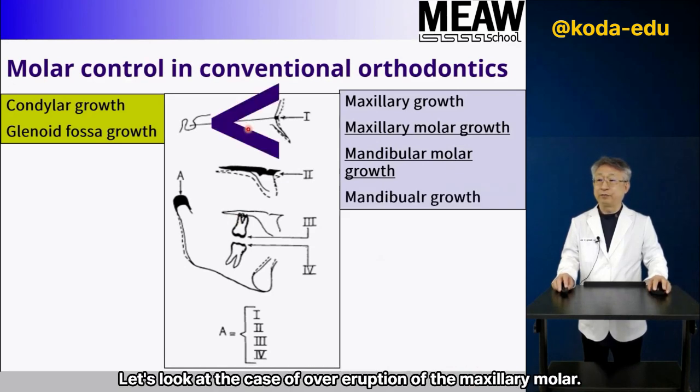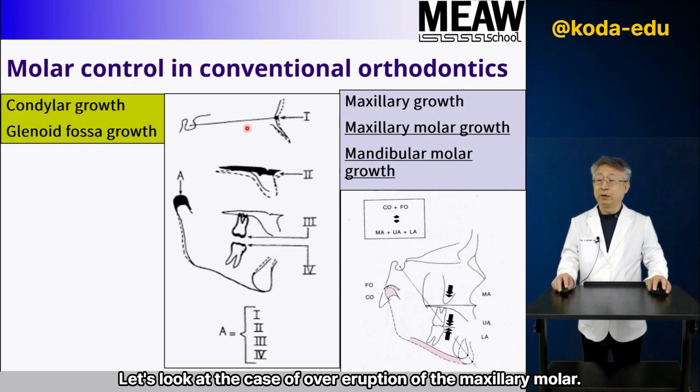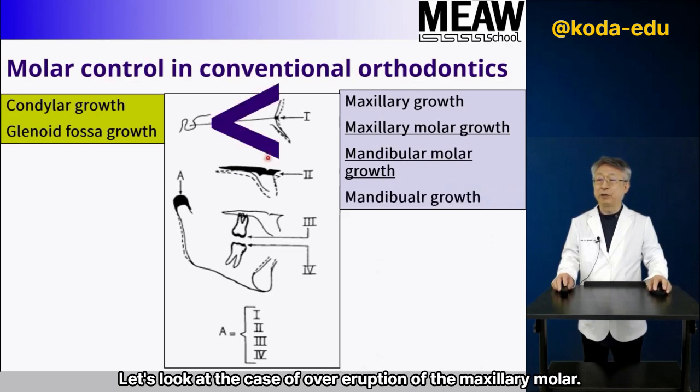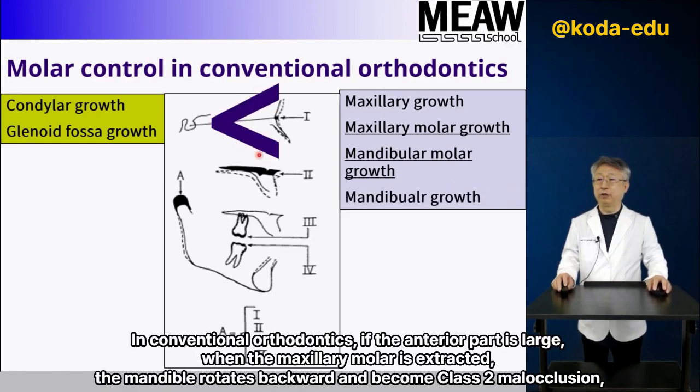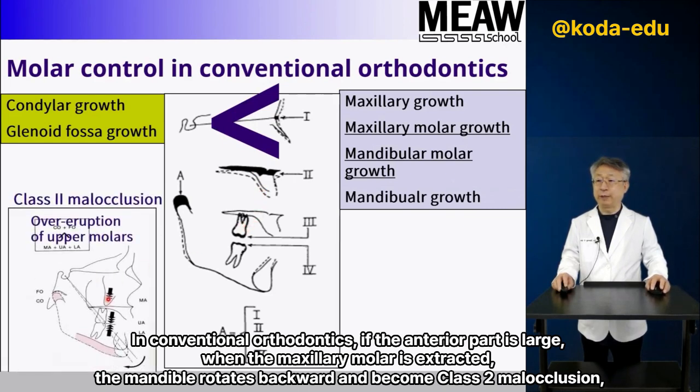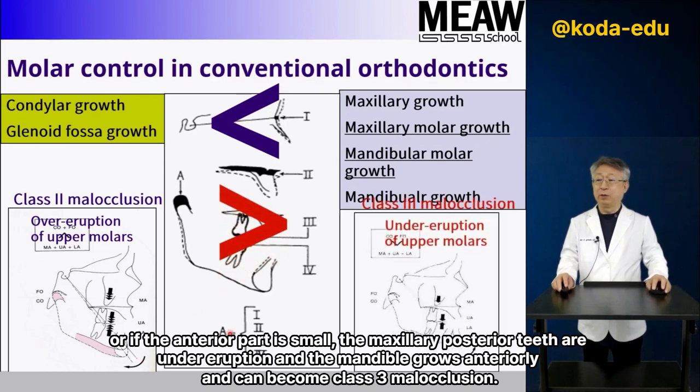Let's look at the case of over-eruption of the maxillary molar. In conventional orthodontics, if the anterior part is large, when the maxillary molar is extracted, the mandible rotates backward and becomes class 2 malocclusion. Or if the anterior part is small, the maxillary posterior teeth are under-erupted and the mandible grows anteriorly and can become class 3 malocclusion.